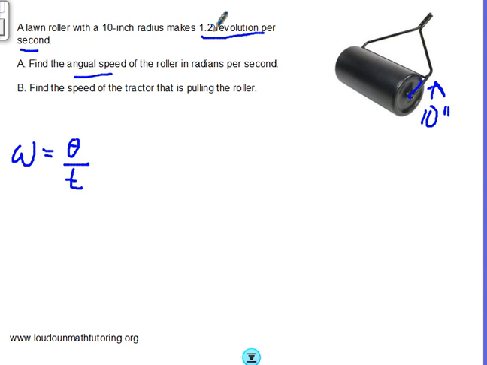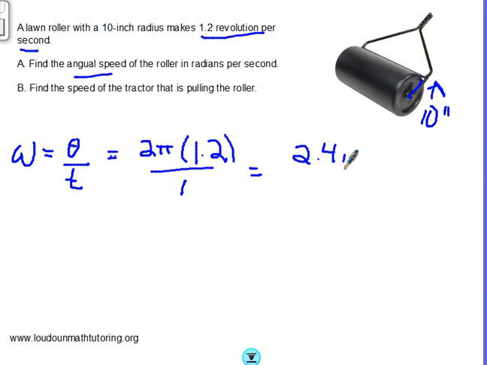So this is 1.2 revolutions. If you went one revolution around a circle, how many radians would you go? Well, remember, one revolution is 2 pi. And we know we are going around 1.2 revolutions. How long did it take us to do that? Well, it took us 1 second. So our angular speed for this problem would be 2.4 pi radians divided by time, which is just 1 second. So basically it becomes 2.4 pi radians per second. That's considered to be our angular speed.